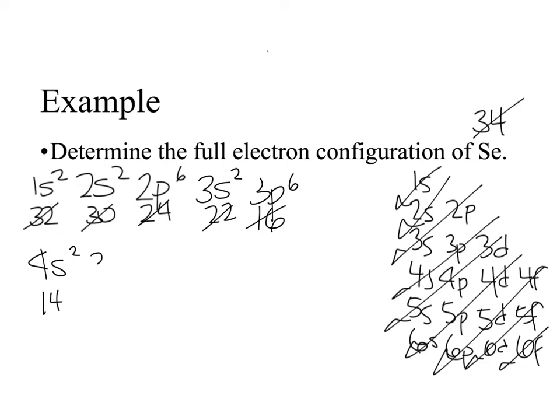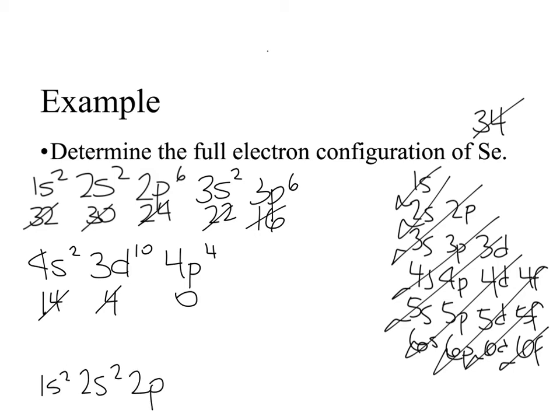We have 3d10. This gets us 4. And our last one, for example, is 4p. Now, p can hold 6, but we only have 4. So this is going to be 4p4. Get you 0. And to kind of summarize this information, the answer I'd be looking for would be something like this: 1s2, 2s2, 2p6, 3s2, 3p6, 4s2, 3d10, 4p4.